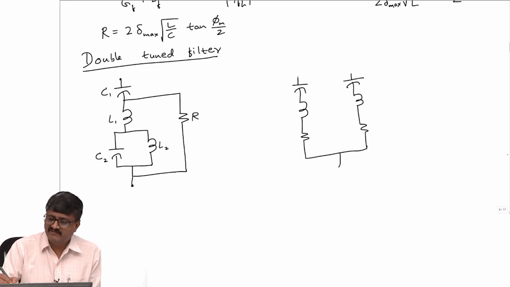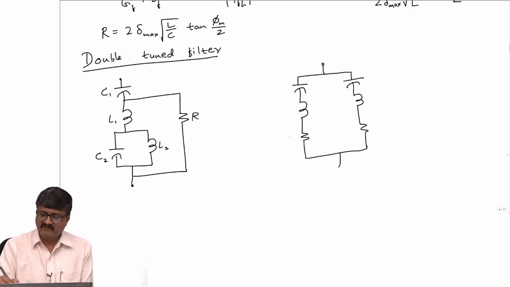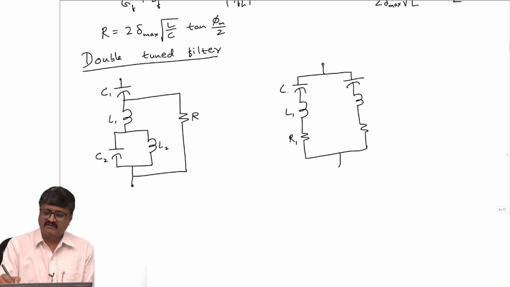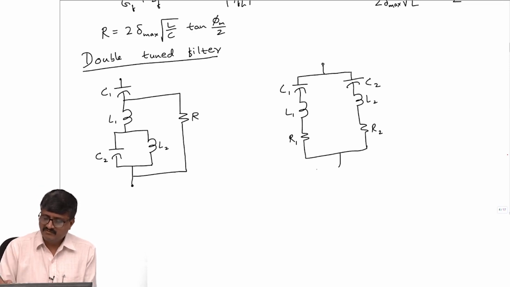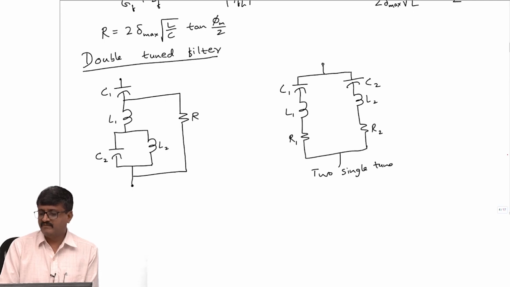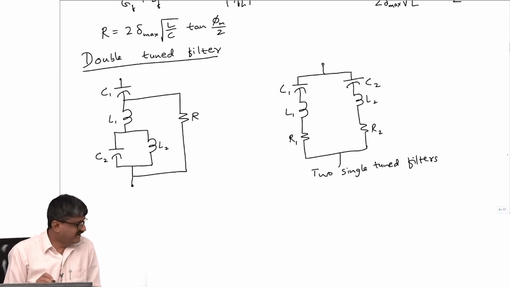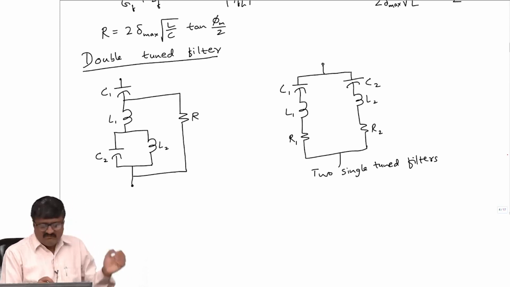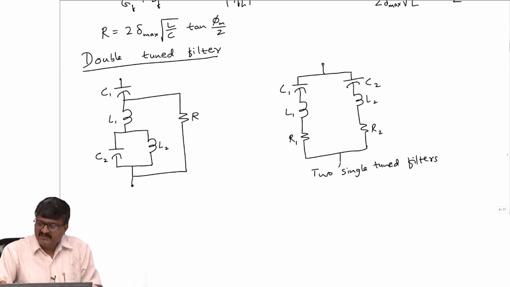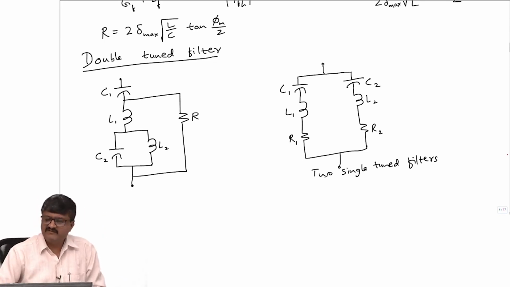So I can as well have this arrangement. This is what we have already studied, single tune filter. Suppose I have R1 L1 C1, R2 L2 C2. This is two single tune filters. Now instead of this arrangement, we can have what is known as a double tune filter. There should be some reason for using a double tune filter instead of two single tune filters.